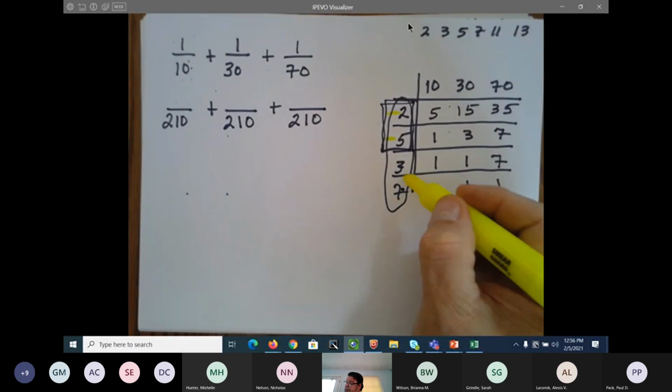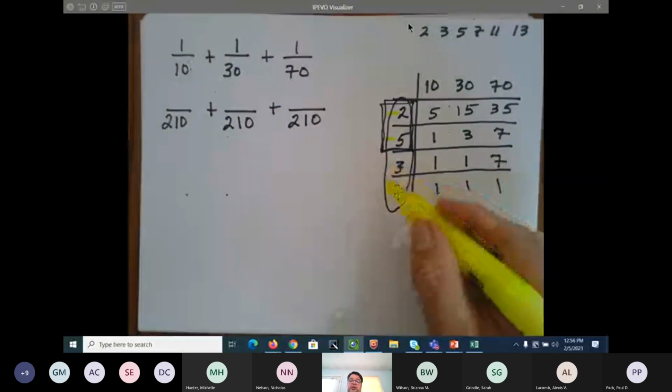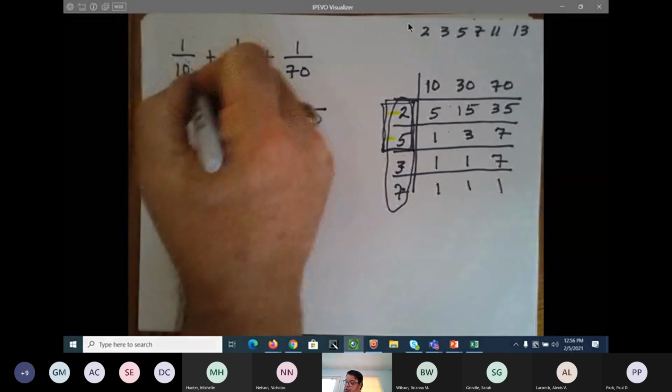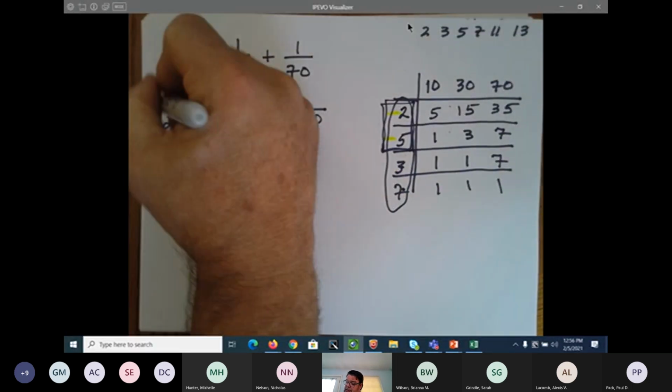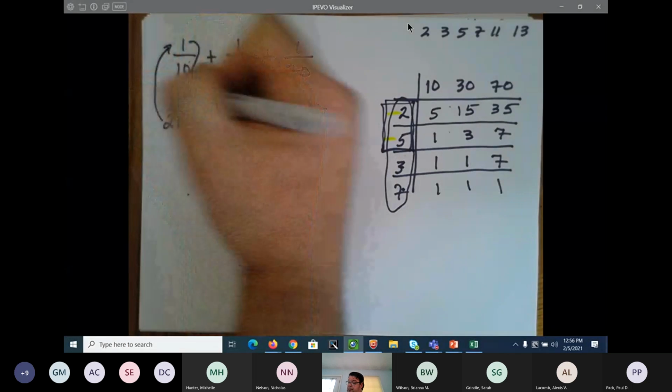What's left? 21. So 10 will go into 21. I meant 210 21 times. So 10 will go into 210 21 times. 21 times 1 is 21.